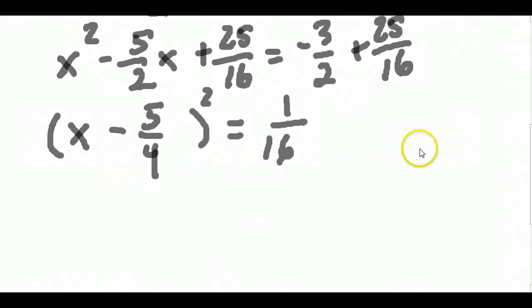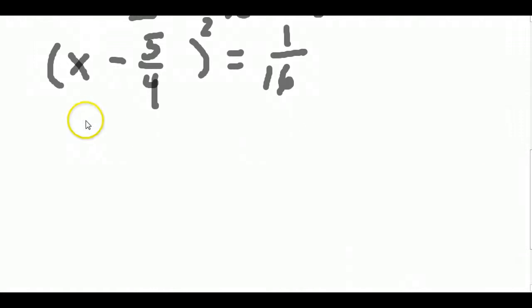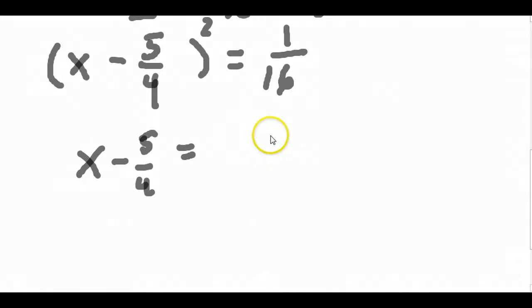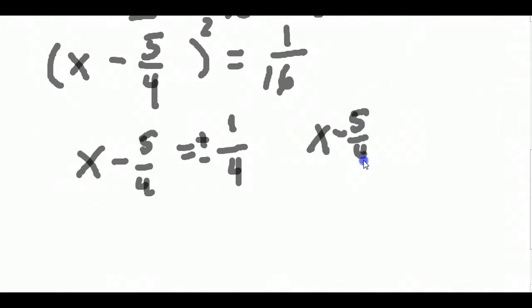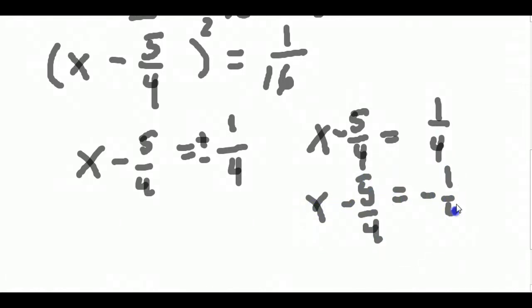Now we do the same thing: we take the square root. x minus 5/4, because we have x minus 5/4. What is the square root of 1/16? 1/4. Exactly. You take the square root of your numerator and the square root of your denominator. So that's plus or minus. Now we have x minus 5/4 equals 1/4, and x minus 5/4 equals negative 1/4.